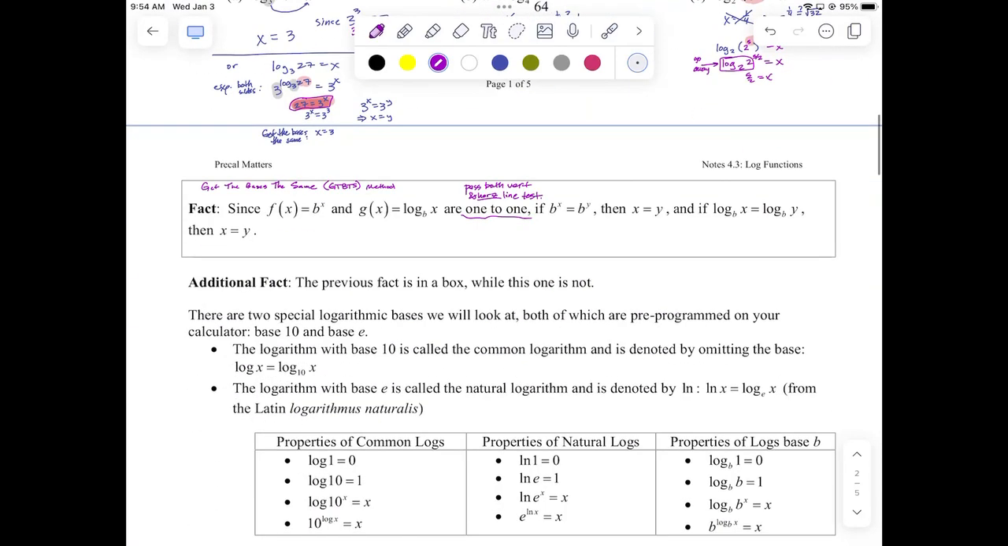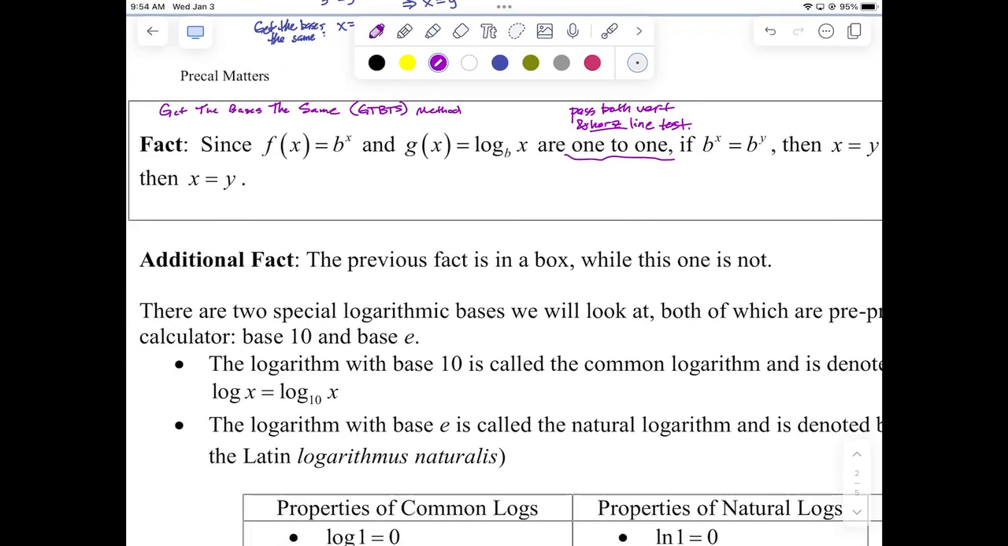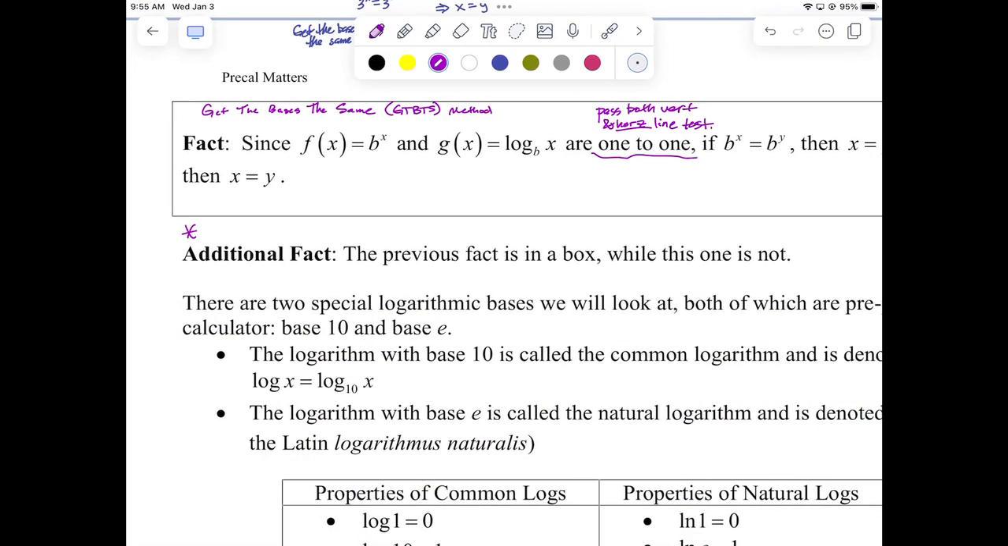All right. Additional fact. The previous fact is in a box, while this fact is not in a box. Memorize that. That's an important fact, isn't it? Yeah. I might quiz you on that fact. That's a pretty good fact.